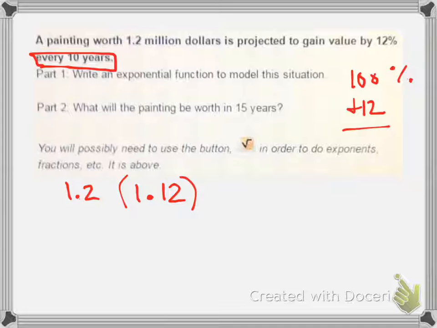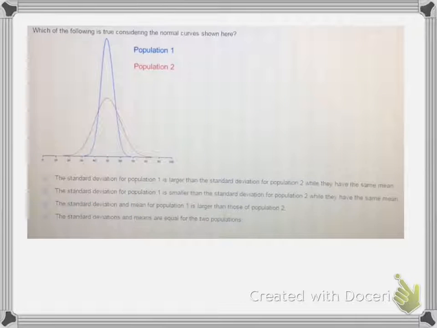1.12 is your base. And because it's every 10 years, your exponent is not x. It's x divided by 10, because it's every 10 years: 10, 20, 30, 40, 50. Now part 2, I'm not even going to show on here. All you would need to do is change that x to a 15 in your calculator and let it do the work for you.